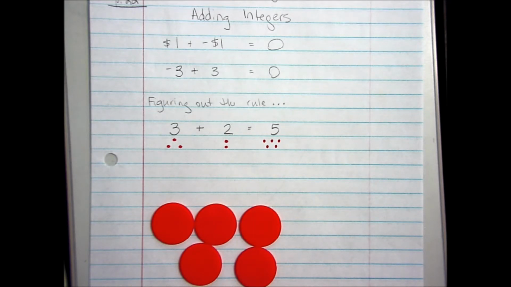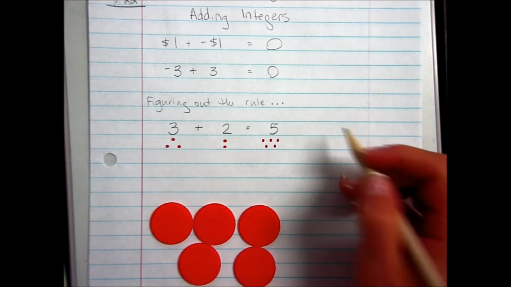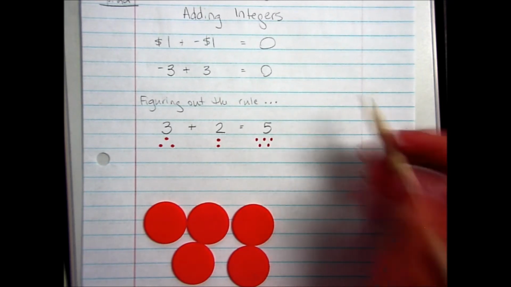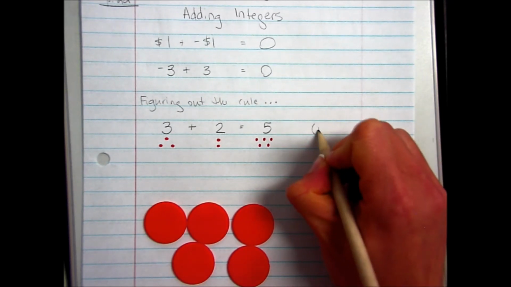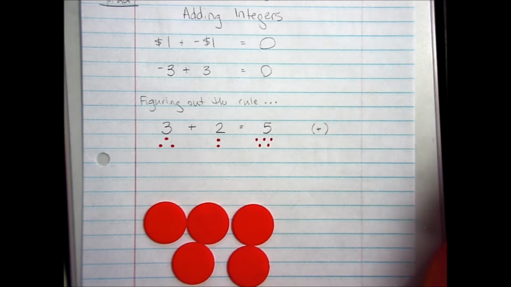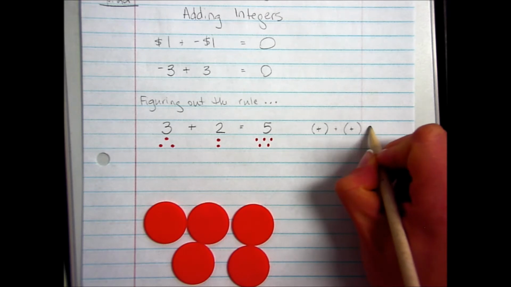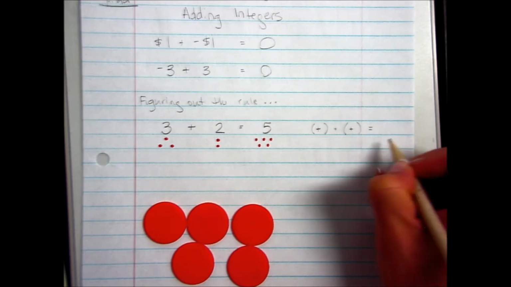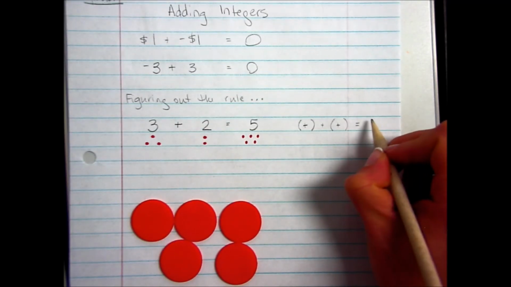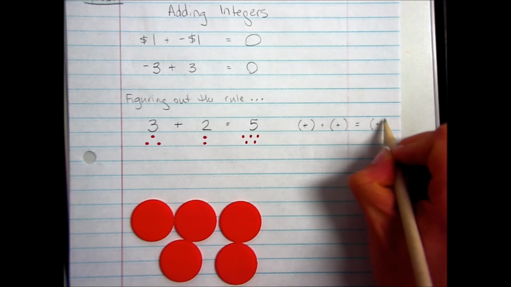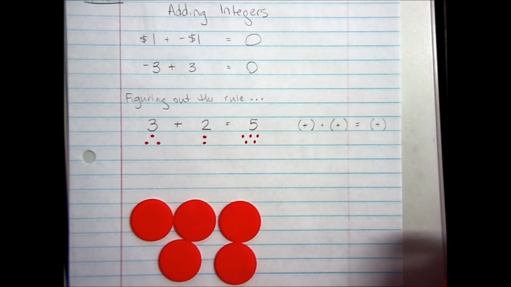Alright, so now let's write this rule. So if we have a positive and we add another positive, our answer will also be positive. Okay? So that's the first part of the rule.